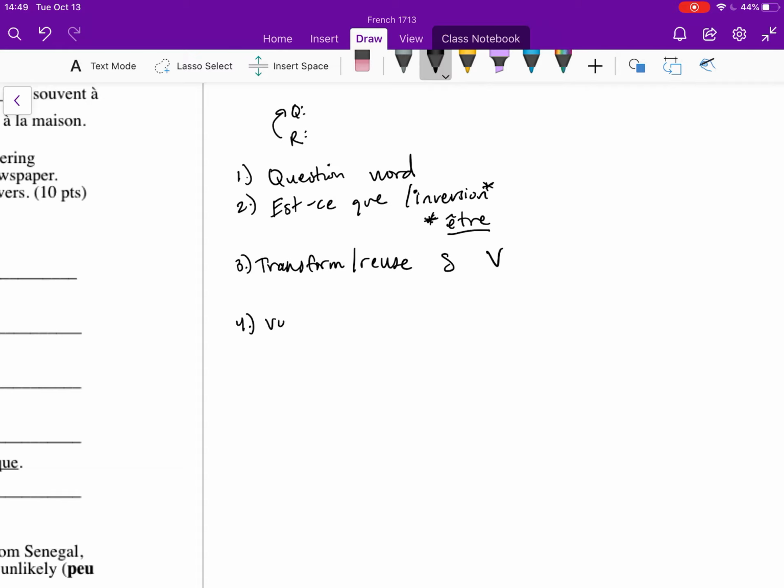The fourth line of action is filling out any extra words and adding a question mark.